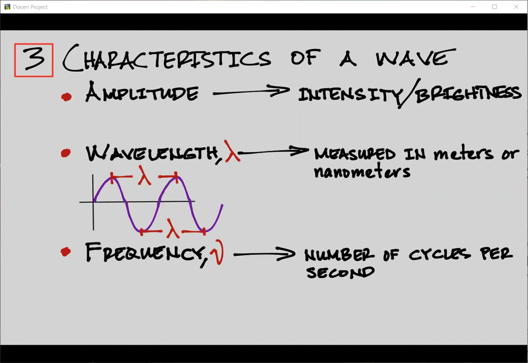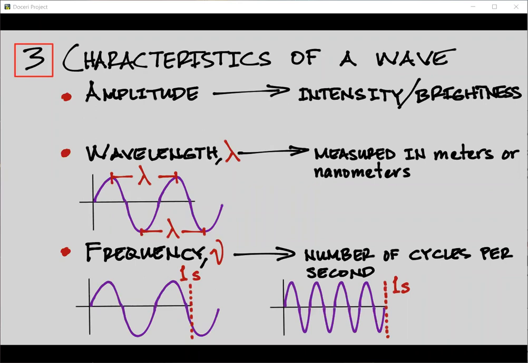Frequency, on the other hand, is defined as the number of cycles per second. And of course, frequency is related to wavelength. So if we have two different waves here, you can see that they have different wavelengths. Wave number one here has a longer wavelength, the distance between two maxima right over here. And then the second wave has a shorter wavelength, again the distance between two maxima here.